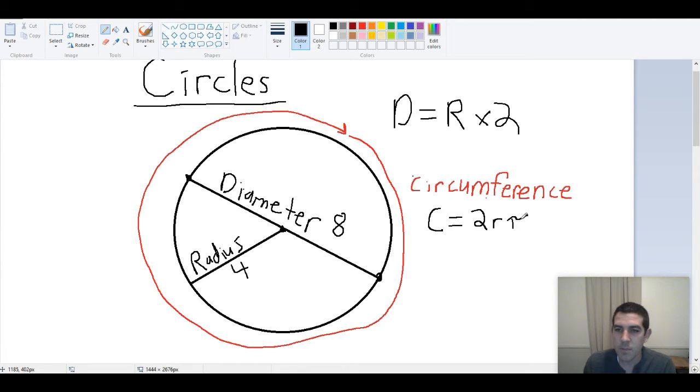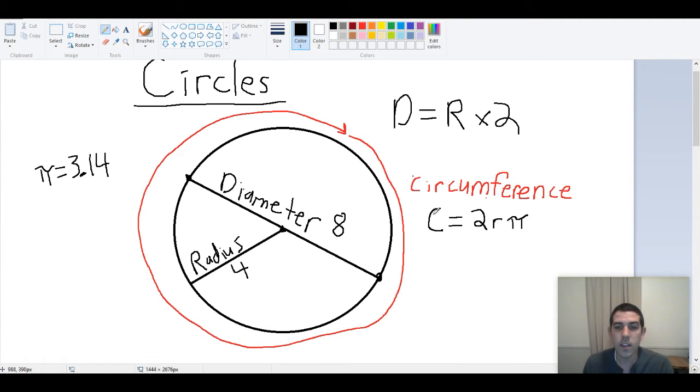You may have seen pi before. It's this weird little symbol here. Pi is very related to circles. Circles use pi all the time. So we're going to take the radius, multiply it by 2, and then multiply it by pi. We use a rounded version of pi. Pi is always going to be 3.14. So whenever you see pi, plug in 3.14. Always. That's always the value of pi.